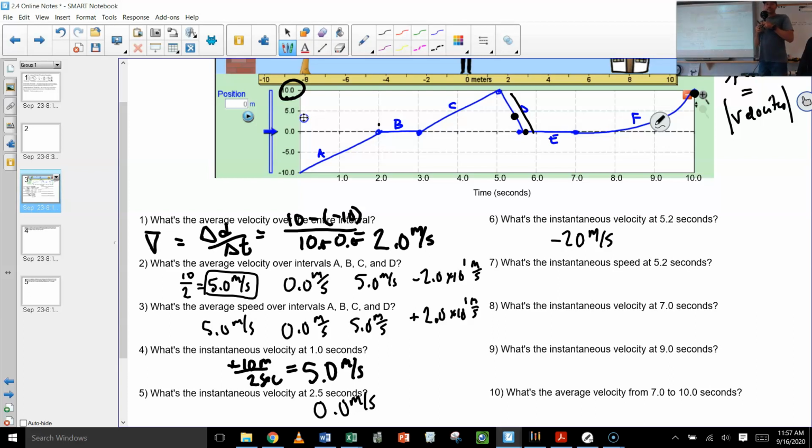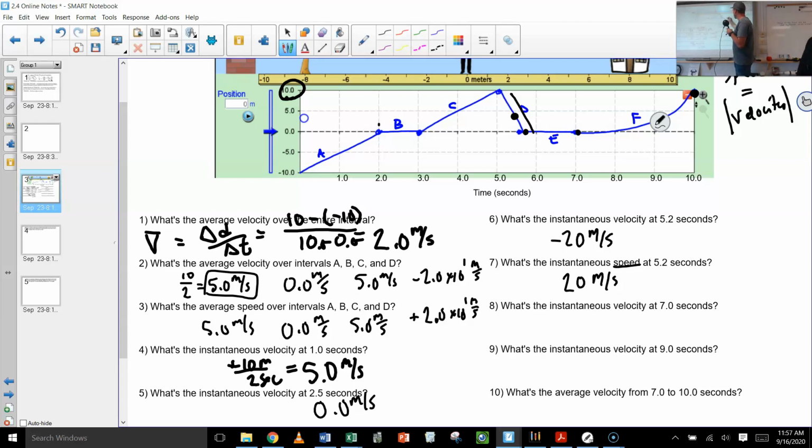Now, where it gets a little bit crazy is that last interval, which I'm calling interval F. Question 7. What's the instantaneous speed? The instantaneous speed at 5.2 seconds is 20 meters per second. Again, I skipped over my sig figs just for time's sake, and I don't like writing all that, but you can't. Number 8. What's the instantaneous velocity at 7 seconds?